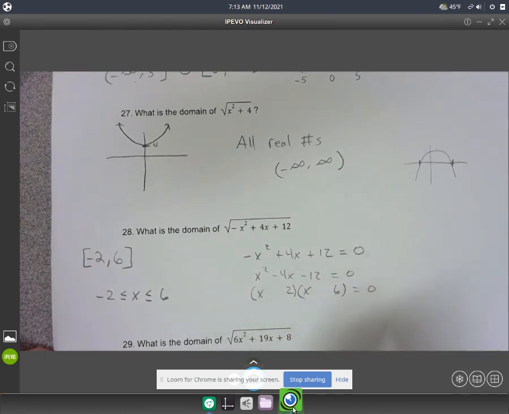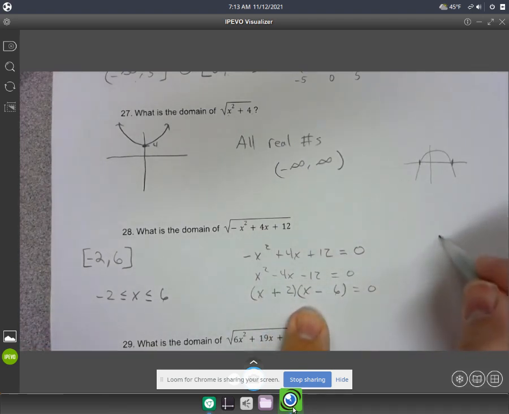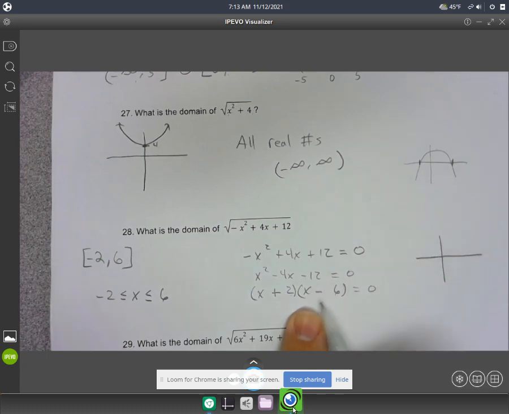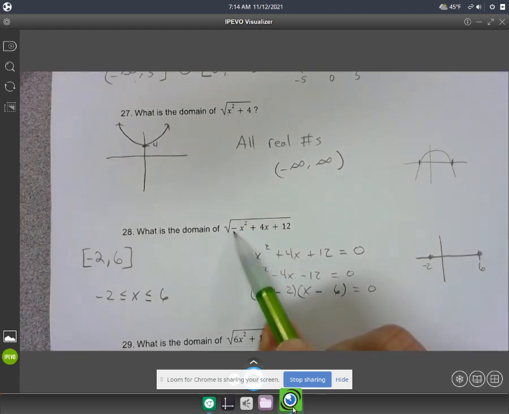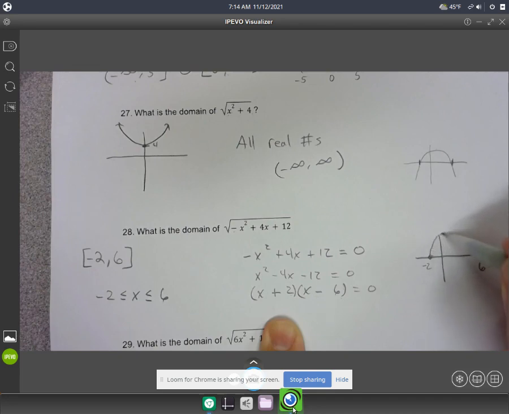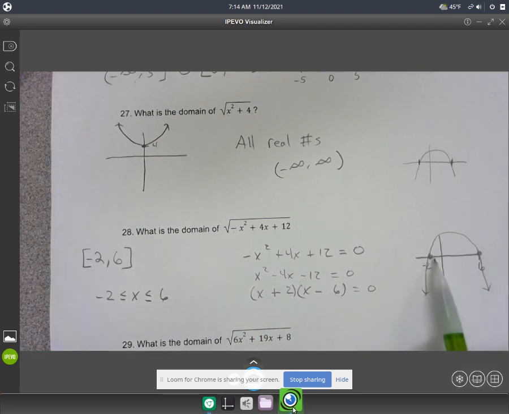2 times 6 will give you 12, and if you subtract them, you get 4. I need the 6 to be negative and the 2 to be positive. All right, so if x minus 6 is one of my factors, then 6 was my intercept. That's what we saw in the graph earlier. And if x plus 2 is a factor, -2 is my other intercept. And then I know from the beginning that this thing is opening downward, so I knew it had to be opening like this. And that's why the domain is from -2 to 6.